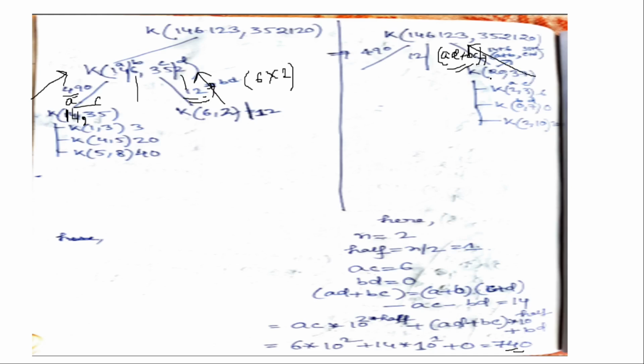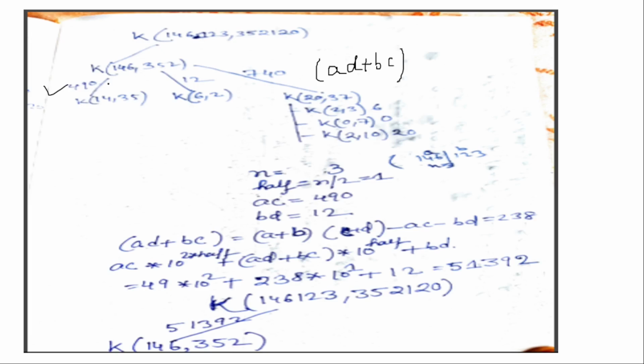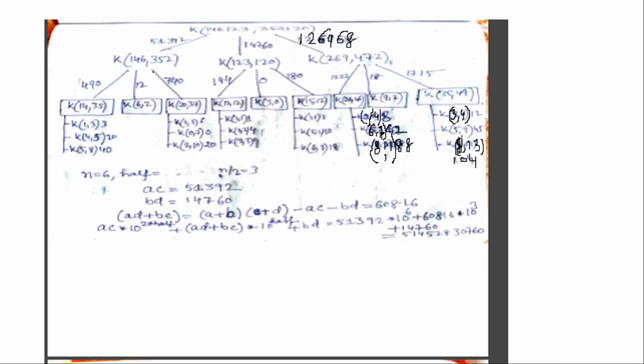father node, the parent node. So 740 will come from this side, and then this is 12, this is 490, and like that things will happen. You can see 490, 12, 740, these three things go there. Similarly, you have to calculate the other things also. This is just the AC part happening. Now you have to calculate BD, and AD plus BC also. So this is the final result you can see.